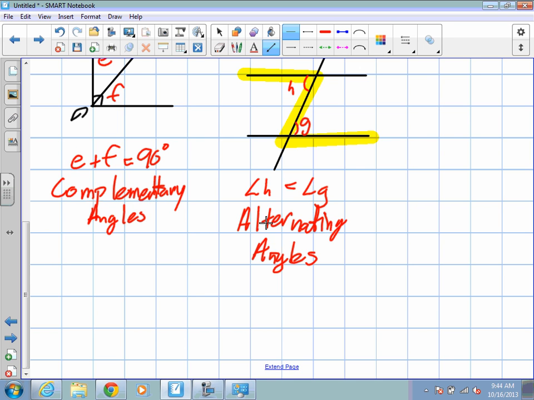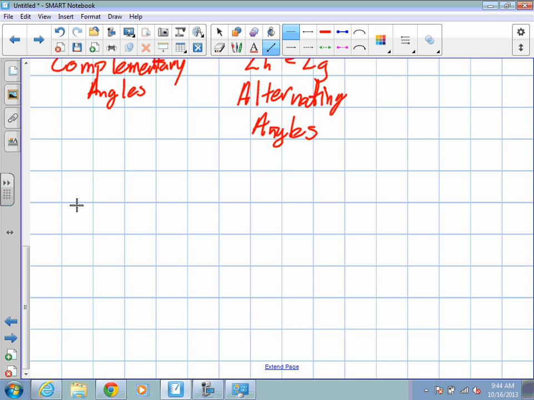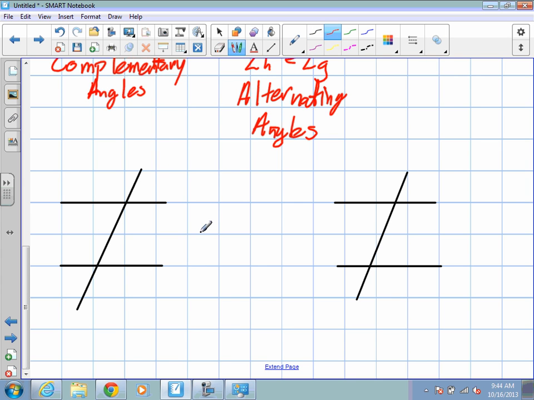Exact same scenario. We have parallel lines and a line cutting through, and in the other one we'll have parallel lines and a line cutting through. In this one here, I'm going to call this C and D.